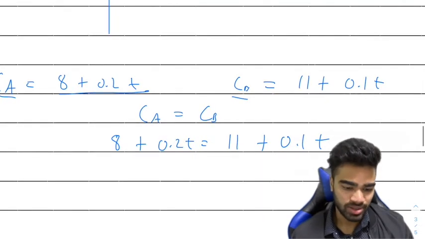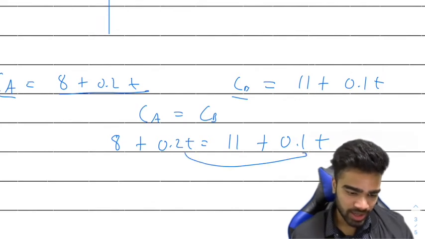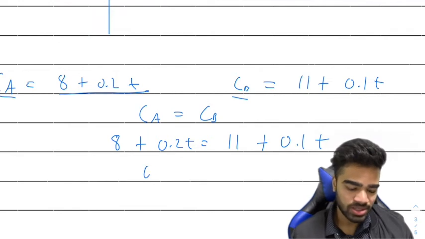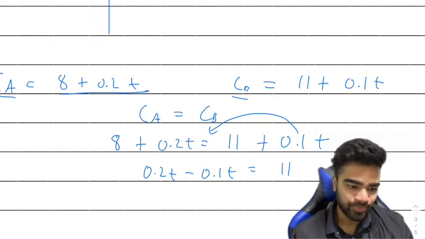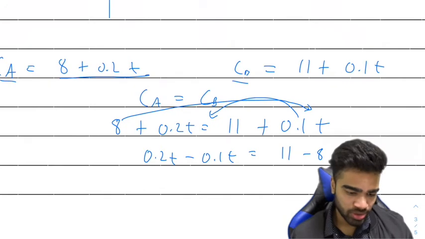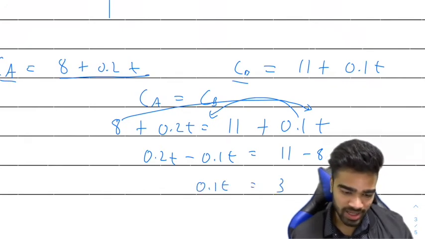That's it. So now you start solving. I'm going to take 8 to the right and 0.1t to the left. So you're going to have 0.2t minus 0.1t to the left is equal to 11 minus 8. So I took 8 to the right. So 0.2t minus 0.1t is 0.1t, which is equal to 11 minus 8, which is 3.